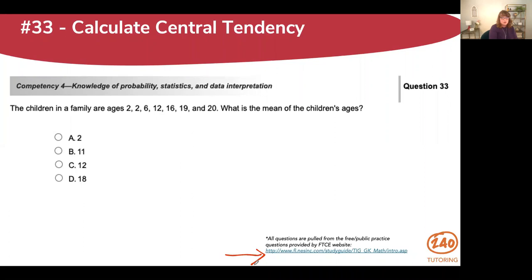So I've got 2, 2, and 6. I'm going to do a little mental math there. 2 and 2 is 4 and 6 is 10. So I can type in 10 plus 12 plus 16 plus 19 plus 20. And that's going to give me 77. If I want to count how many numbers I have, I can just cross them off. That makes it a little easier.